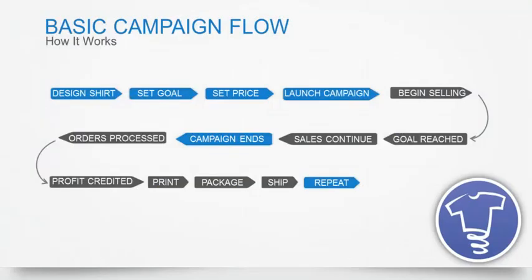So once the campaign ends, if the goal has been reached, the orders are processed, all done by Teespring. Once the orders are processed, your profit is credited to your account. The shirts go to print. Teespring packages and ships the shirts to the customers, okay? Then you're free to wash, rinse, and repeat with a brand new shirt, or you can relaunch the old shirt, or whatever.